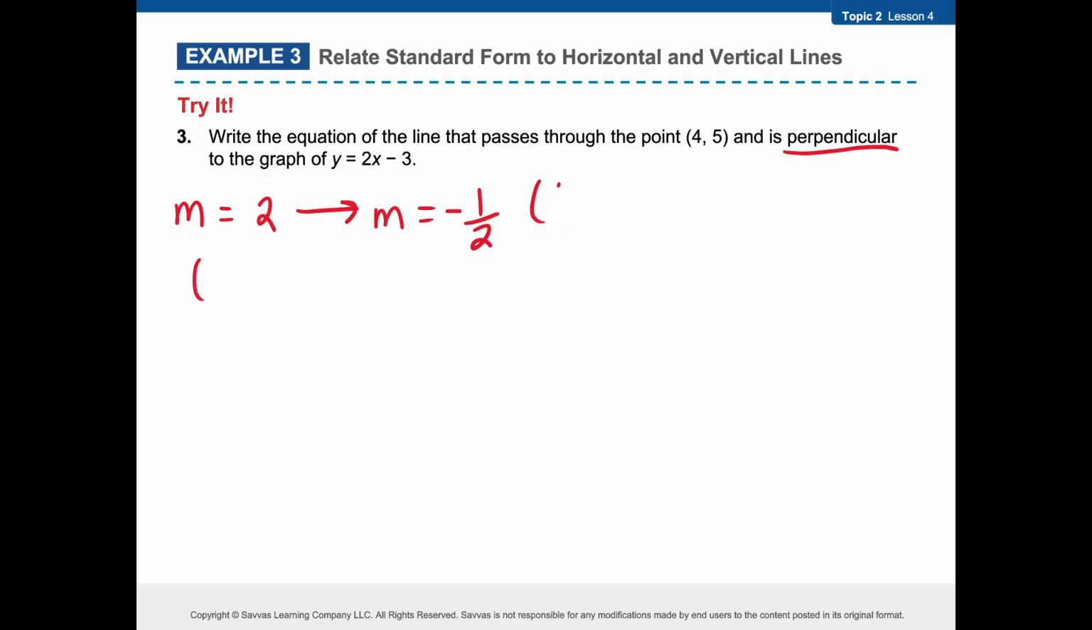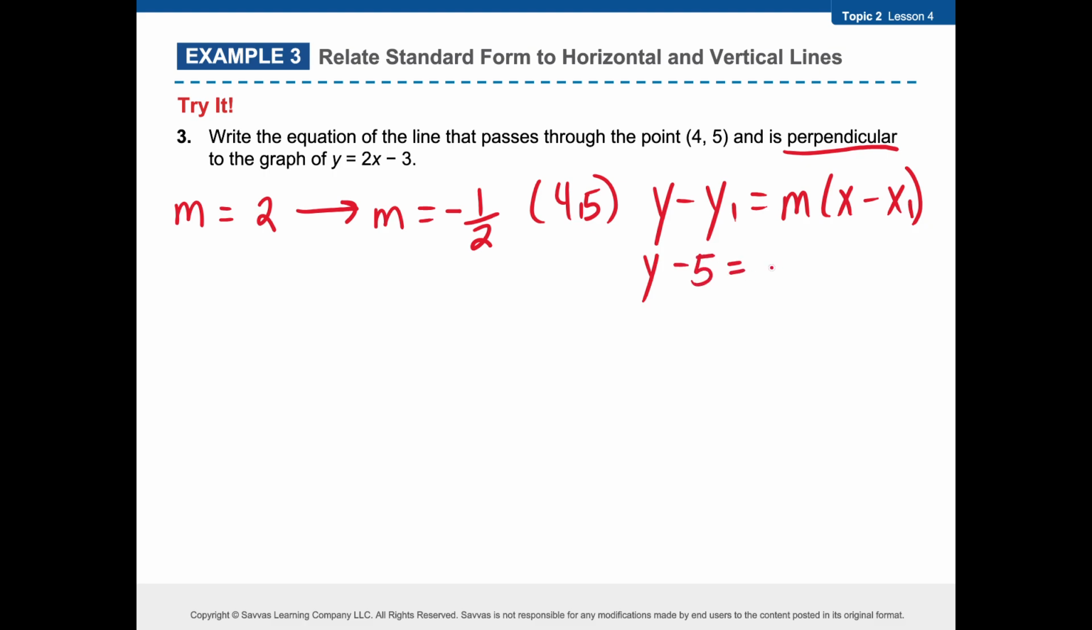And now using the point 4, 5, using point slope form, y minus 5 equals negative 1/2 times x minus 4. Do your distributive property. Y minus 5 equals negative 1/2 x.